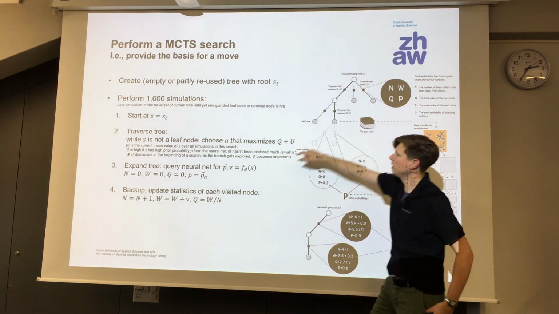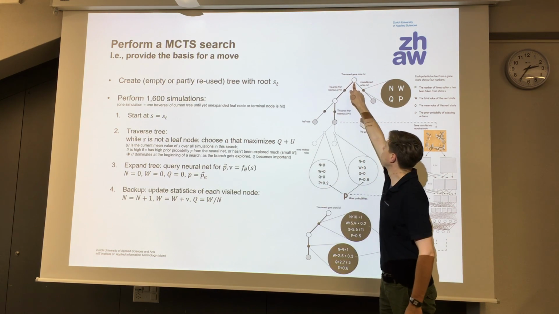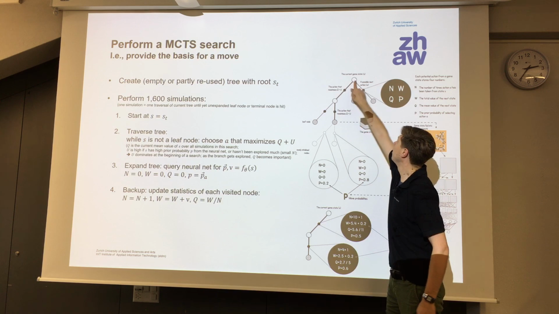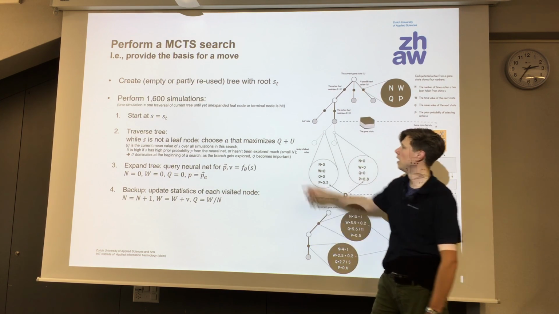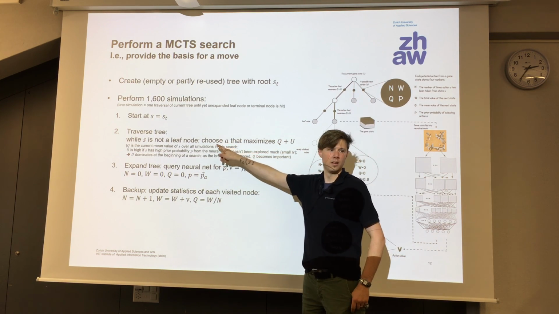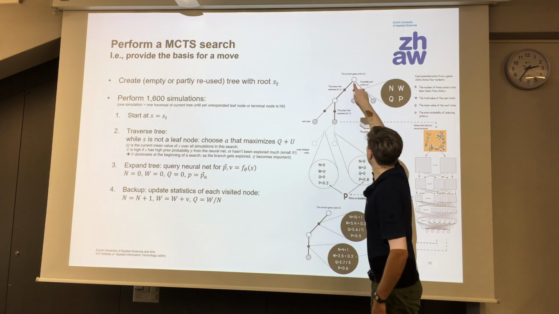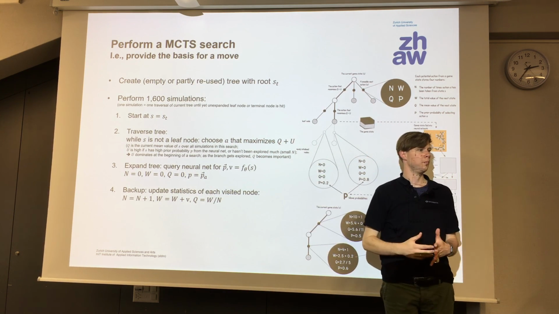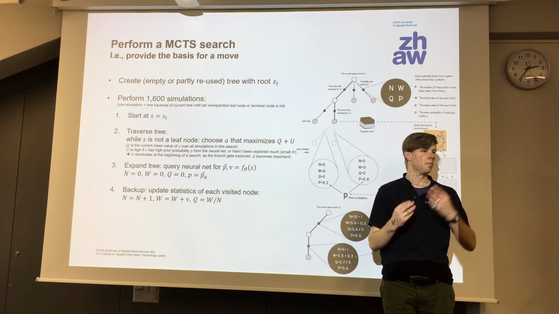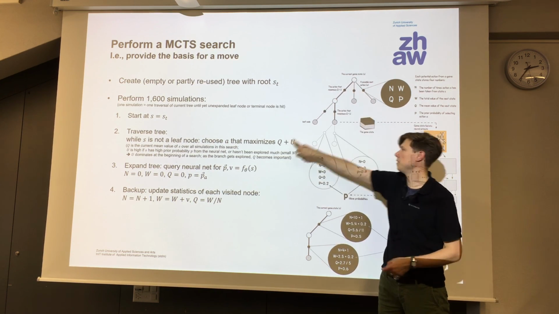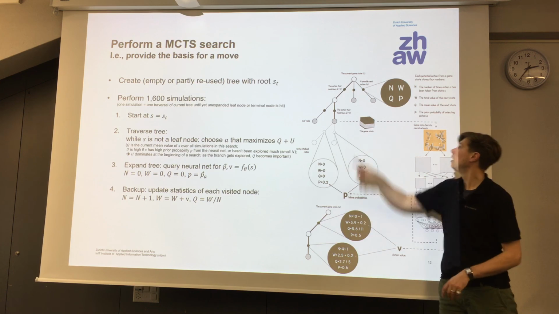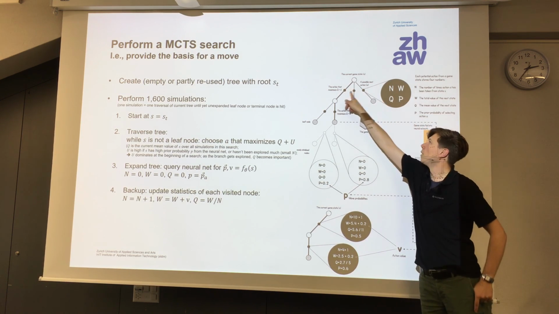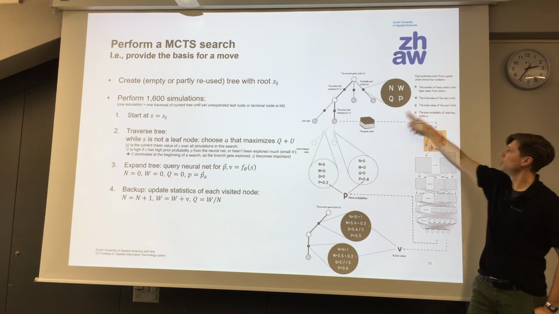So we traverse the tree. How? We are here, we want to know where do we go down, here, here, or here. How do we do this? We calculate for every action, for every branch, what is the value of Q plus U? And we choose the branch which maximizes Q plus U. What is Q? Q is exactly the number that we store here, the mean value of the next state.